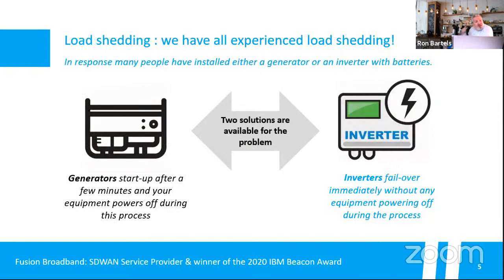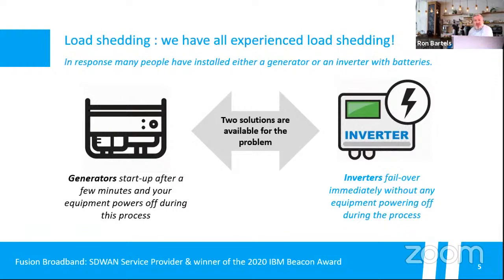So how does load shedding work as we've all experienced it, and how do we equate it to communications failures? Well, we use either a generator or an inverter, and they have a different way of working. When you have a generator, the power fails, you roll out the generator, you switch it on, you reconnect all of your equipment, you start the generator up and you start working again on that generator. The other way you can do it is using an inverter.